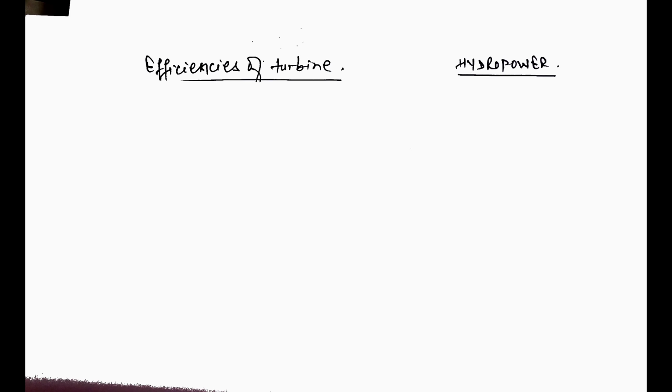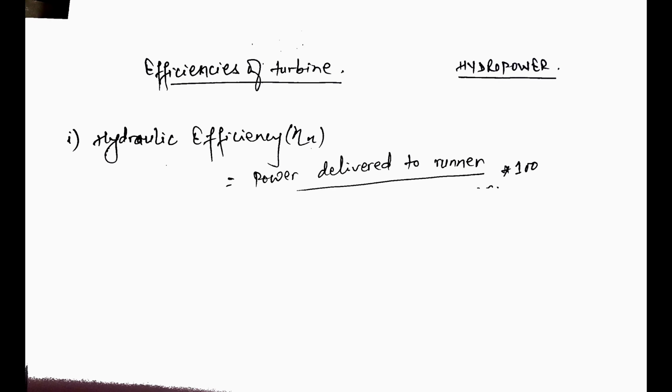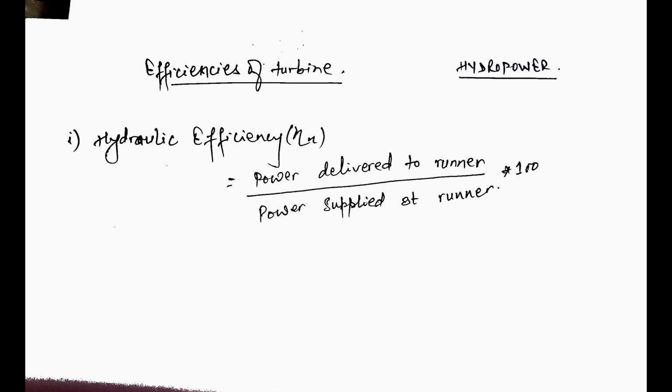There are several key factors that influence the efficiency of the turbine. The first is the hydraulic efficiency. The hydraulic efficiency relates to how well the turbine captures and converts the energy from the water flow. It depends on the design of the turbine and how effectively it utilizes the available head and flow of the water. This hydraulic efficiency can be given as hydraulic efficiency equals power delivered to runner divided by power supplied at the runner, into 100%.